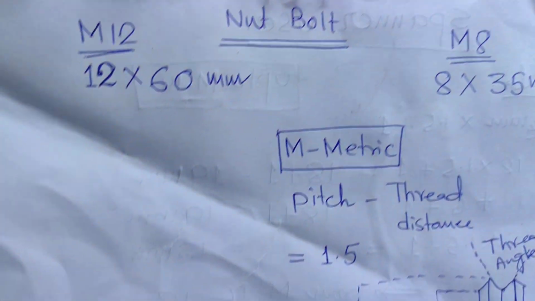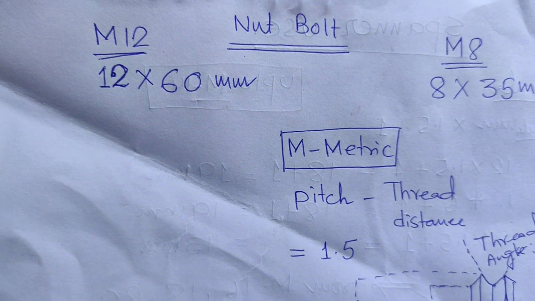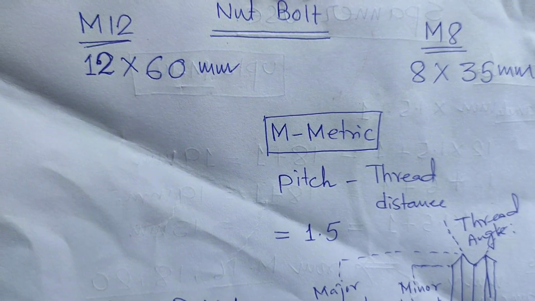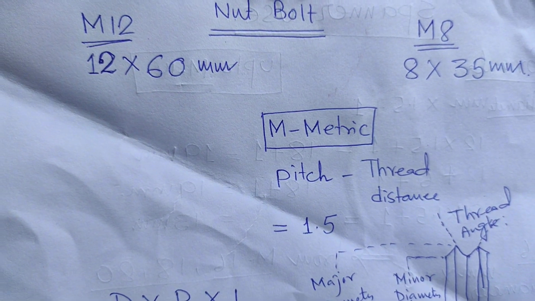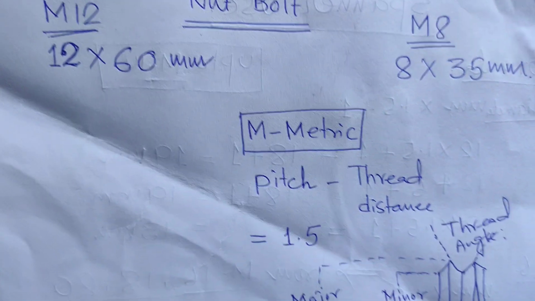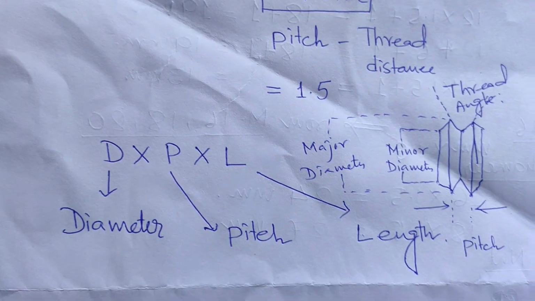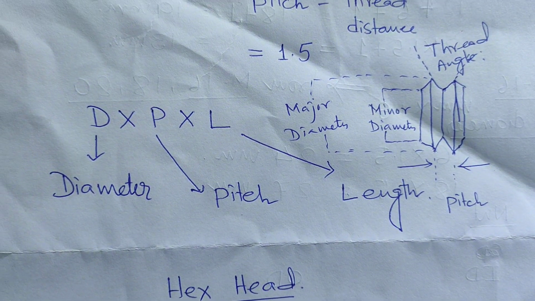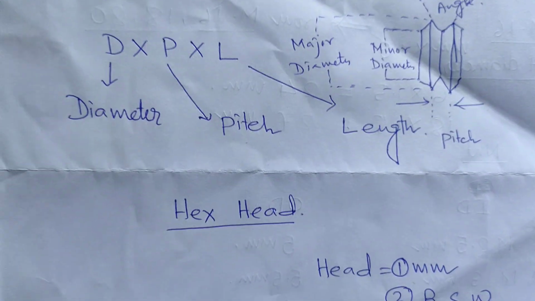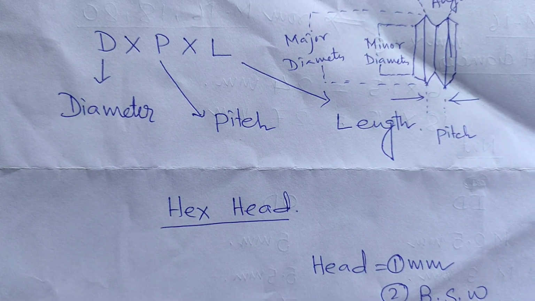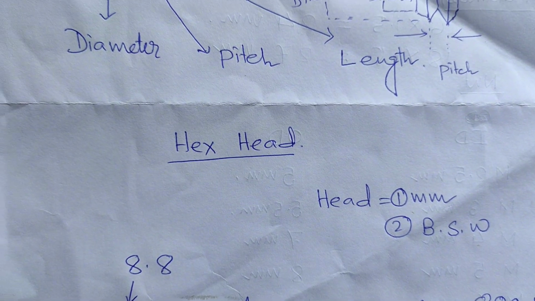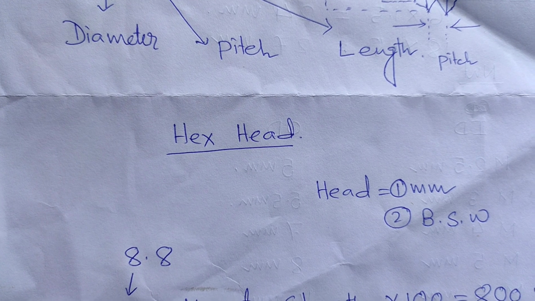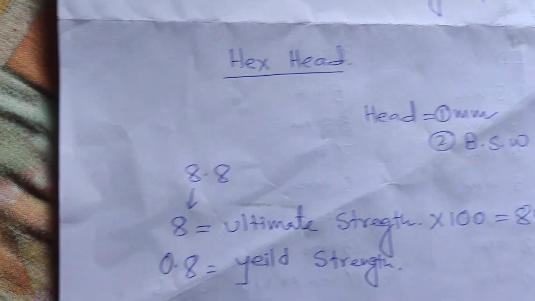So today our discussion topic was the nut bolt. What are the parameters, what are the units of the nut bolt, what is the pitch, what is the length, what is the diameter, and what is the thread angle, why we use the hexagonal head for the nut bolt, and what is written on the nut bolt, the different types of parameters and the meaning of those parameters, we discussed today.